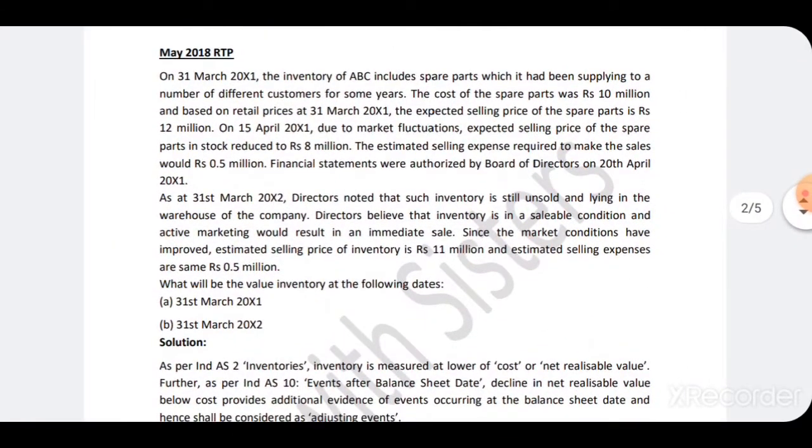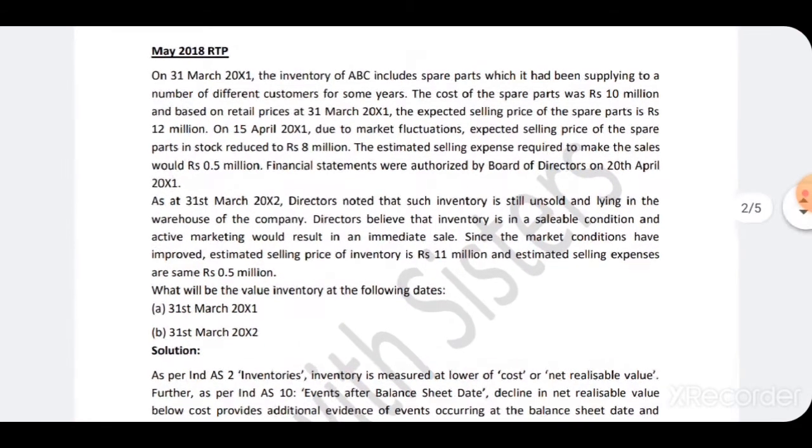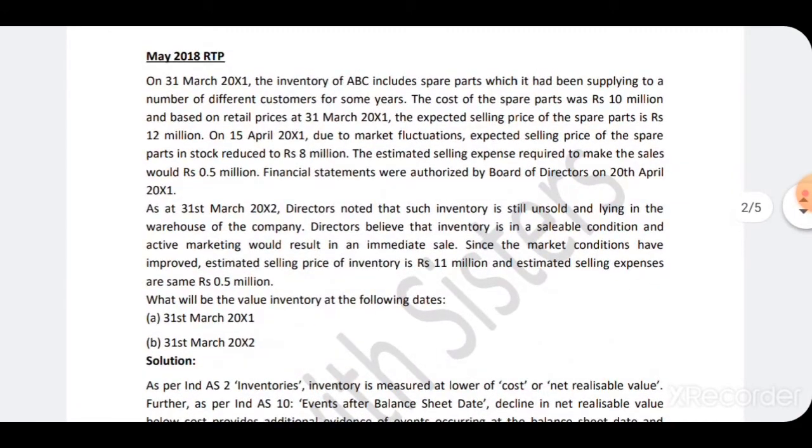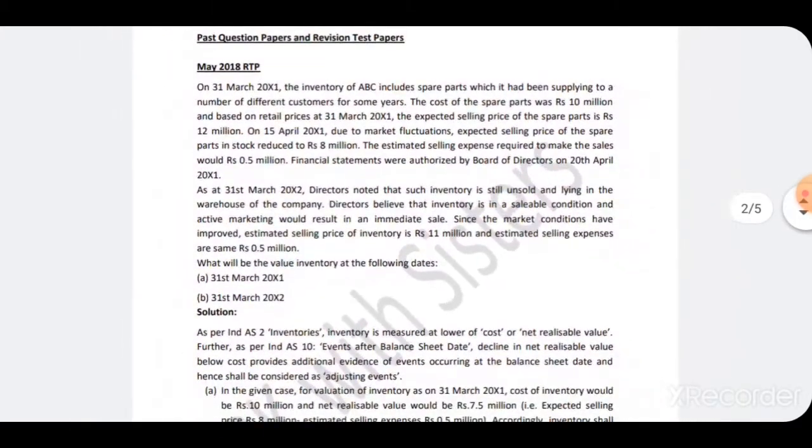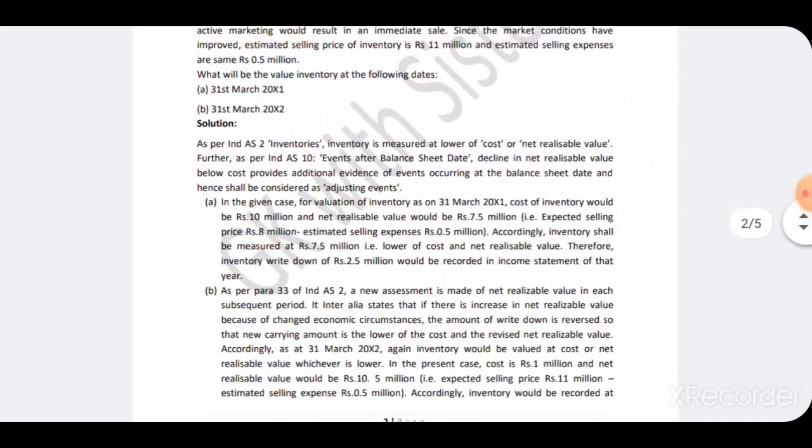This is from May 2018 RTP. First of all, before going to this question, let me just clarify one thing. This question is a combination of Ind AS 2 and Ind AS 10. So I would like to discuss this question only after completion of Ind AS 10. So for now, let us keep this first question aside.